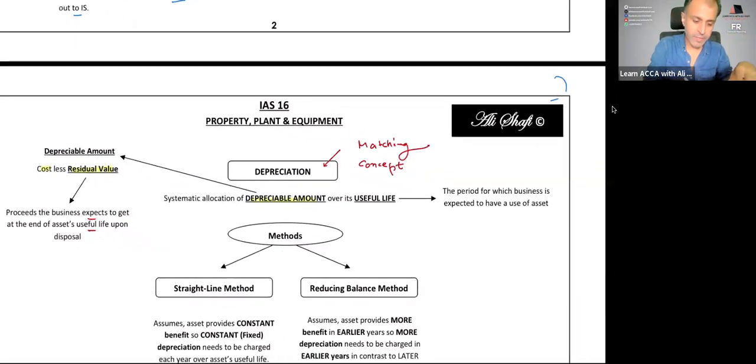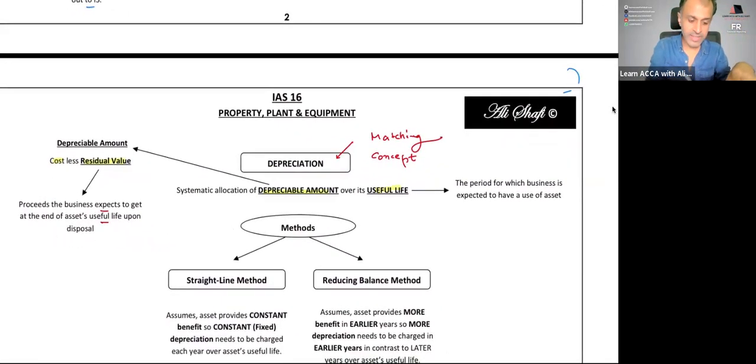Well, the useful life of an asset, again, is an expectation of yours. The period for which the business is expected to have the use of the asset. Expectation. The actual life of the asset can be longer than what you expect.